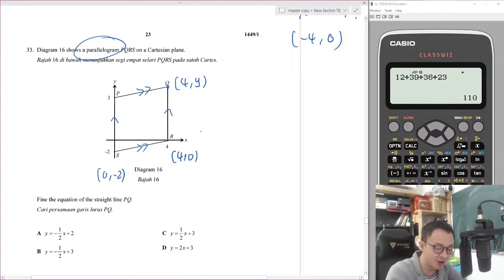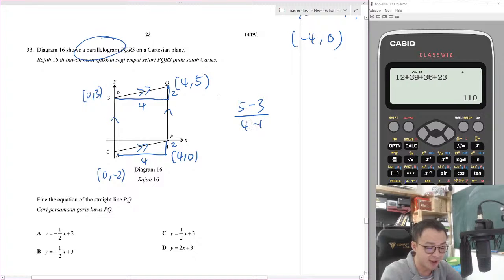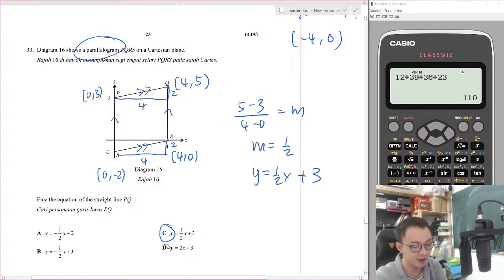If you look carefully, you should know he moved 4 units here and then moved 2 units here. So I move 4 units here, I move 2 units here. Then I can know the value like this. This one will be 5. Right now I have the information to solve it already. This is 0, 3, right? y minus y over x minus x equals my gradient. My gradient is 2 over 4, which is 1 over 2. So y equals 1 over 2x plus 3. Answer is C, 1 over 2x plus 3.